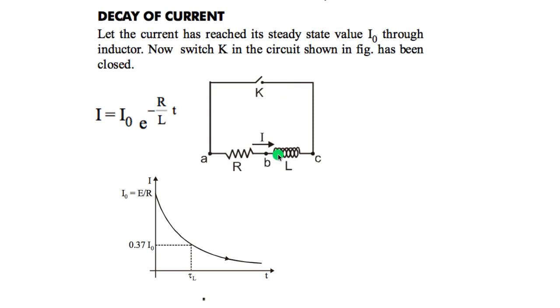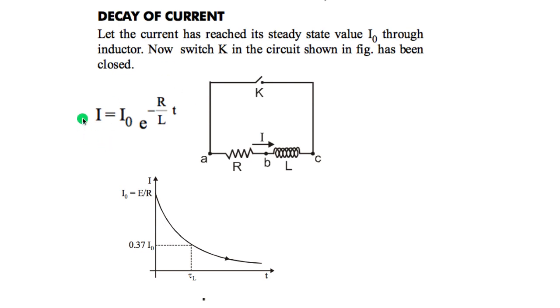Now the current in the circuit decreases. That current is called the decay of the current. Here the decay current is given by I is equal to I naught into e to the power minus R by L into T, where I naught is the peak value of current, R is the resistance, L is the inductance, and T is the instant time. This is the formula for decay of current.